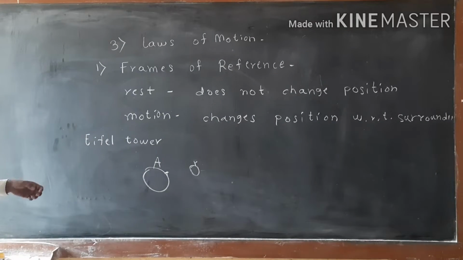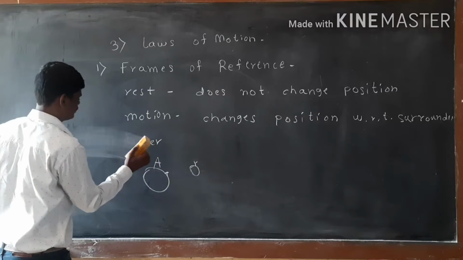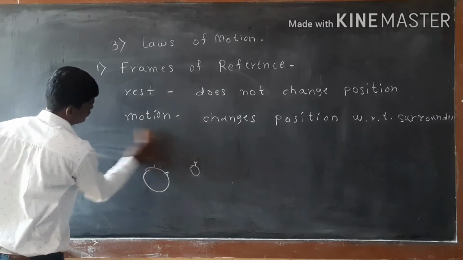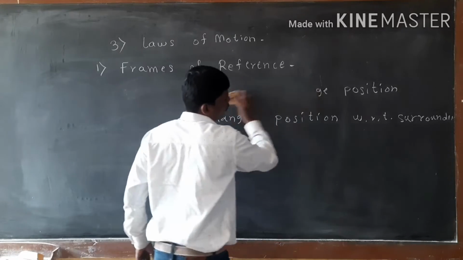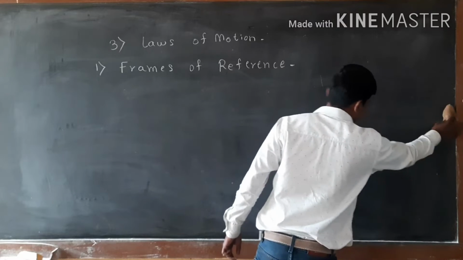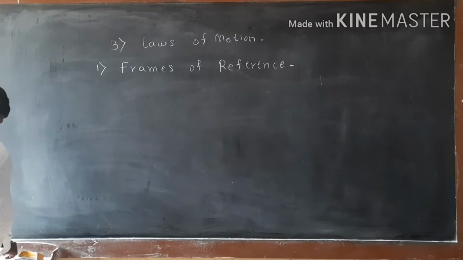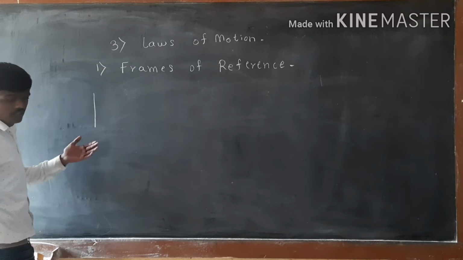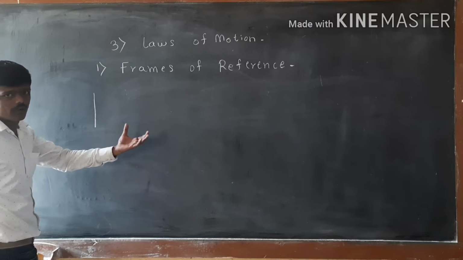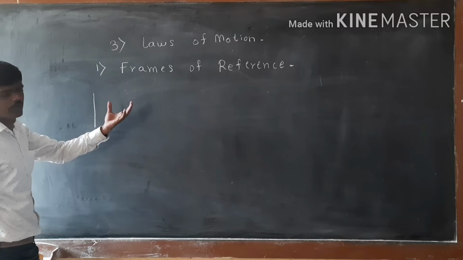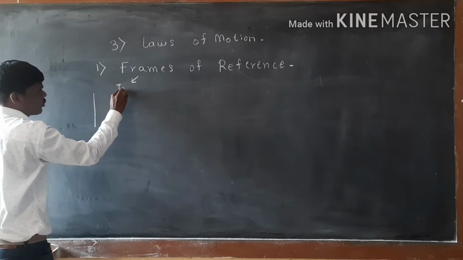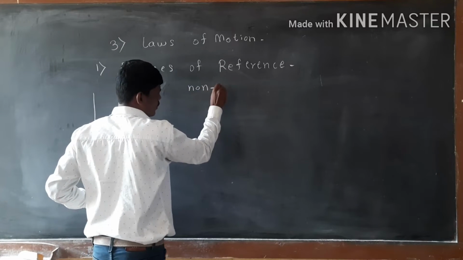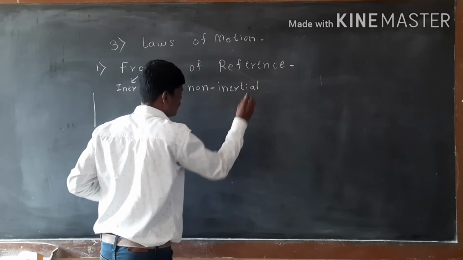So when a body is at rest, it does not change its position with respect to the surrounding, and if it is in motion, it changes its position with respect to the surrounding. Now consider a lift. From this example, we will go to the actual meaning of frame of reference. There are two types of frame of reference: inertial and non-inertial. We will see them in detail. We will start with an example, and with the example we will get the idea very clear.